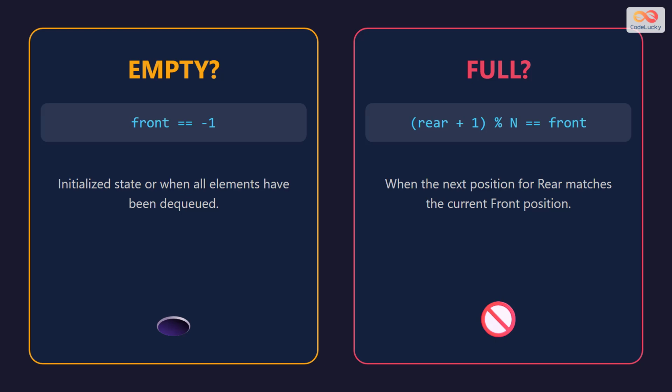We need precise conditions to check the state. The queue is considered empty when the front pointer is -1. The queue is full when the next position of the rear pointer is actually the front pointer. This means the tail has caught up to the head.